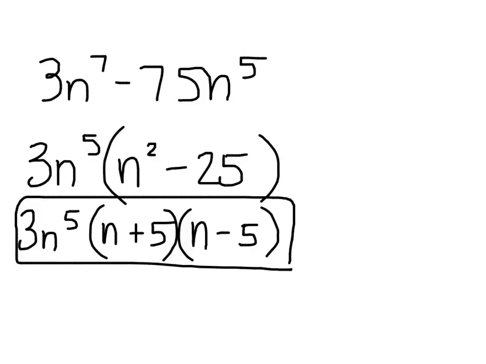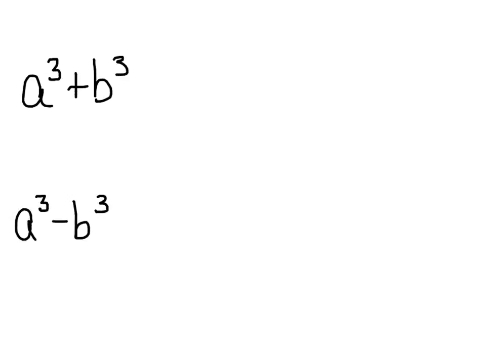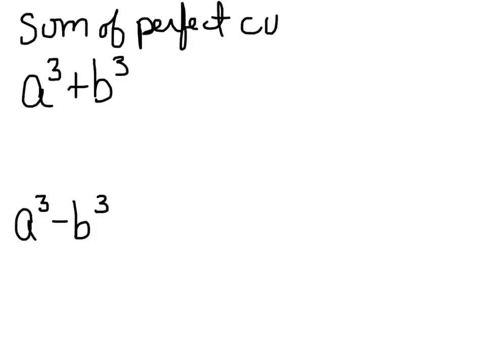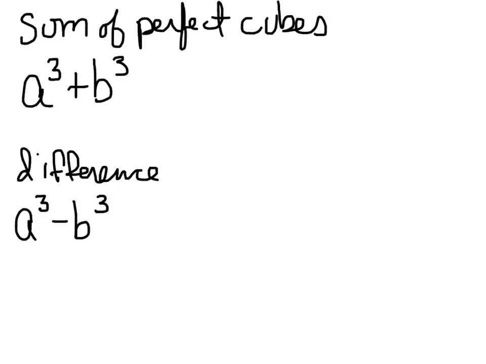Now, the next thing that I'm going to give you is a couple of formulas. Normally with this stuff, I'm not that crazy about formulas, but there are 2 of them that you're going to need because they show up, and if you don't know how to do them, you will be stuck. These are the 2 special types that we're going to look at. The top one is known as the sum of perfect cubes, and the bottom one is known as the difference of perfect cubes.